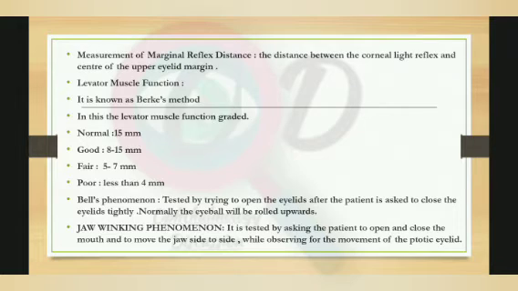Bell's phenomenon. What do we need to check by Bell's phenomenon? We need to ask the patient to close his eyelid tightly first and then open it. And if the patient is able to open or roll up his upper eyelid, then we can consider the patient normal. But if he is experiencing any kind of difficulty while rolling up his upper eyelid, then we will judge it as ptosis.